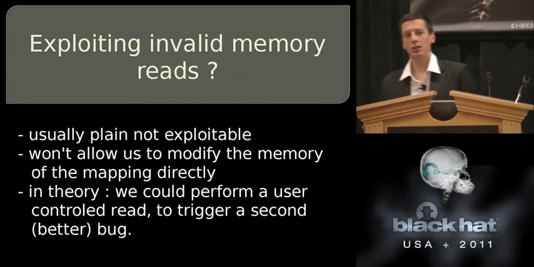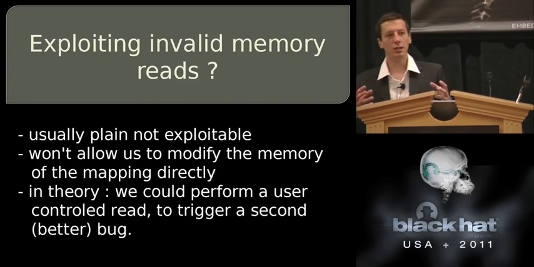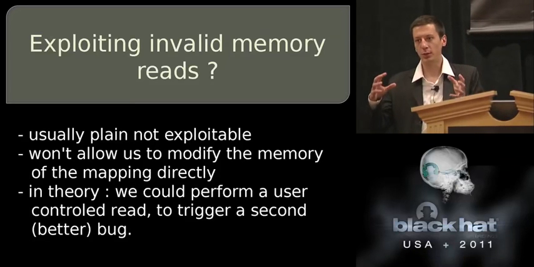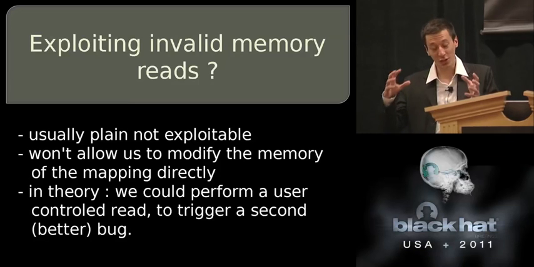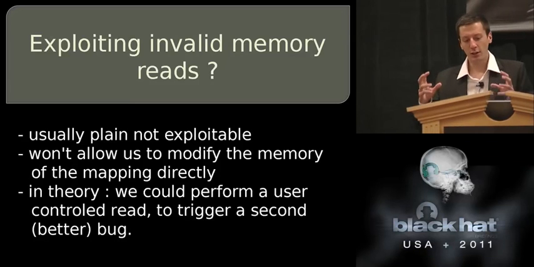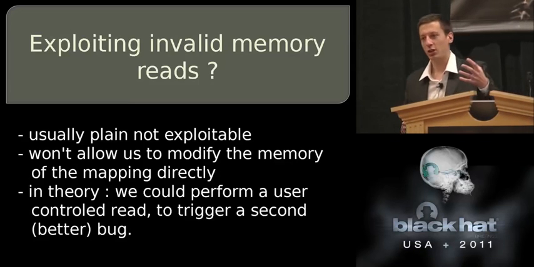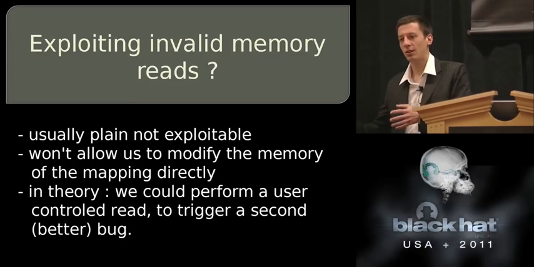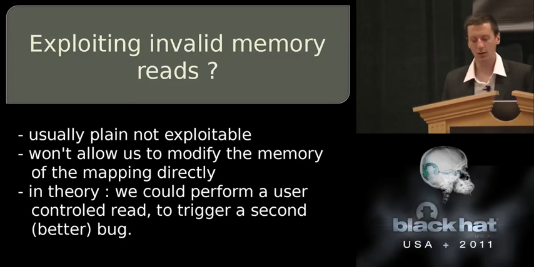The best you could do is force the application to read from a section you control, from a memory region you control. So the value which is passed to the application is actually controlled, and this could trigger another bug inside the application. But in itself, it's not exploitable.